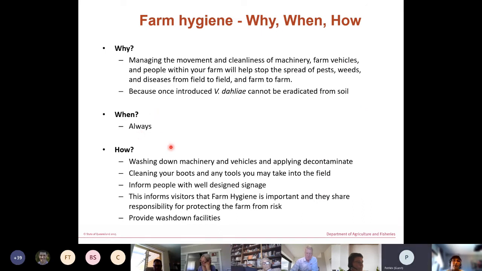When do you conduct farm hygiene? Always. And these are the things that you can do: wash down machinery, clean boots, well-signed areas in your farm, inform people, talk about it. I think if we just talk about it and really focus on how important it is, it's something that everyone can do, and it really does help reduce movement of the pathogen.